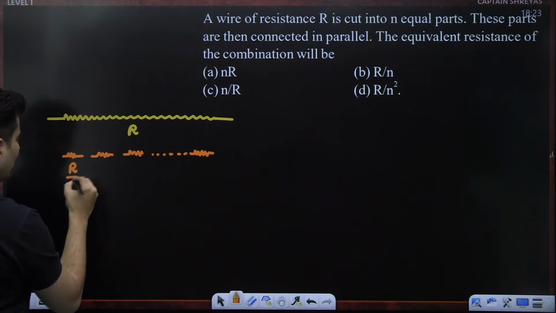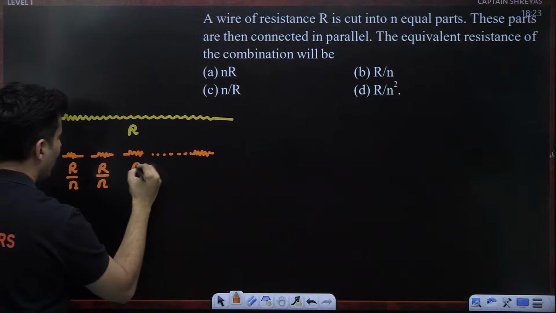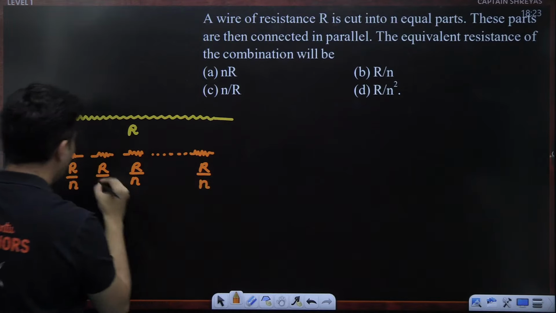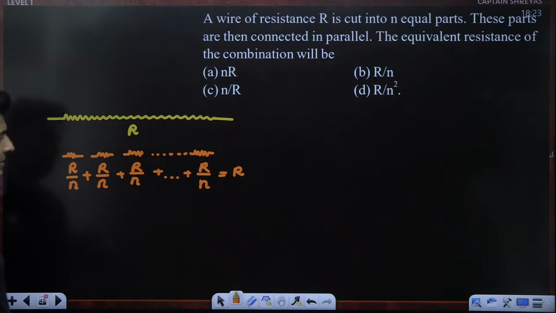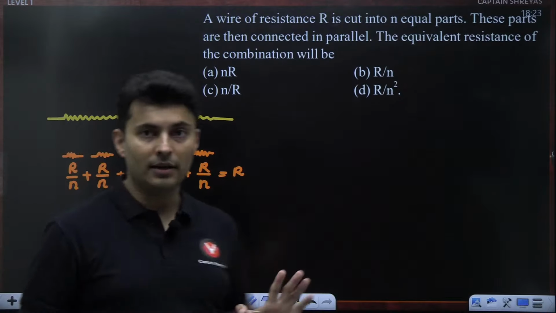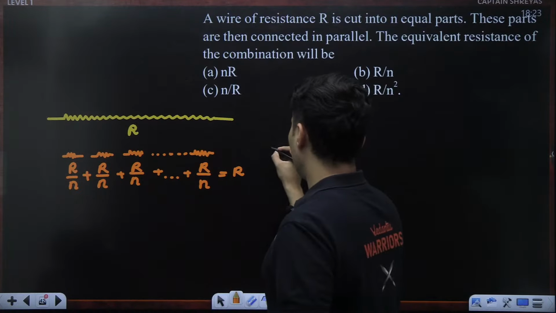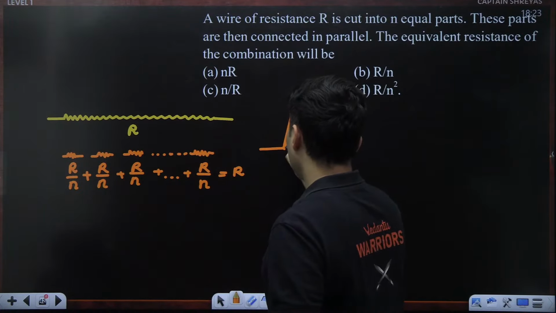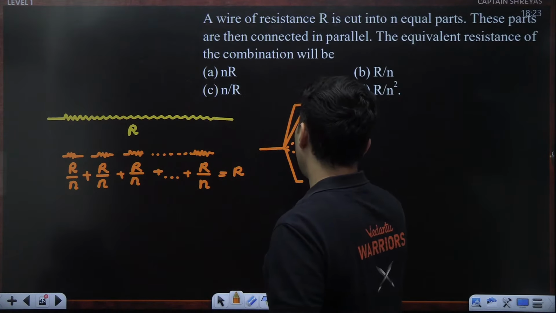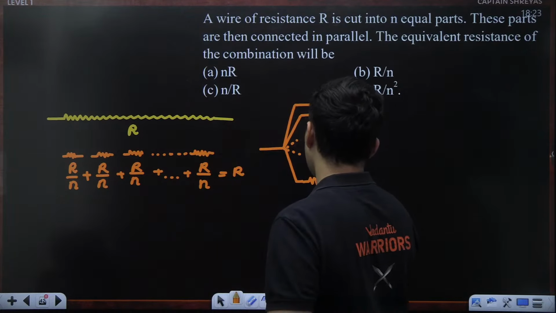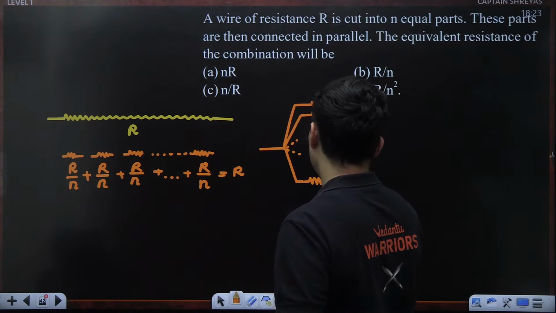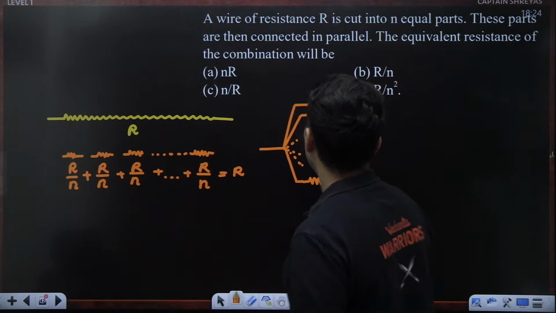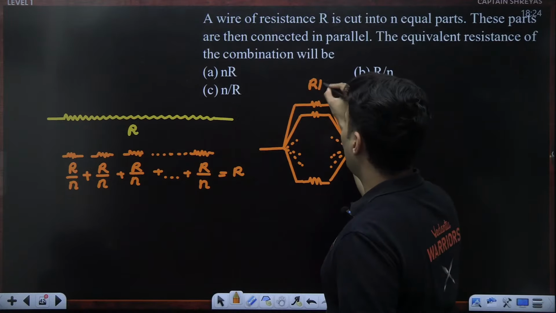So each part will be R by n, R by n, R by n, like that, because if I add them together, I will get my original resistance back. Now you take each of them and connect them in parallel, something like this. You have connected them in parallel, each of these R by n resistances.